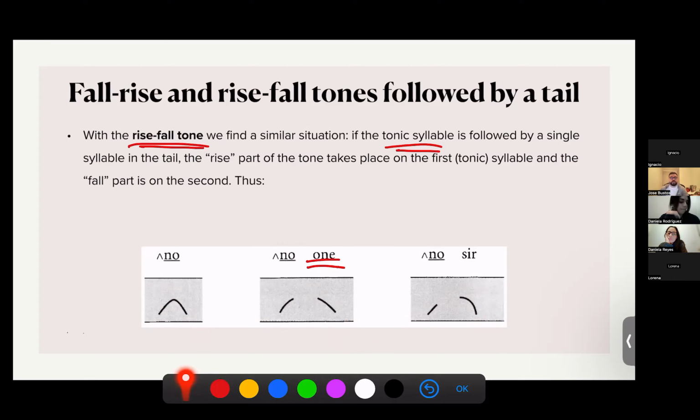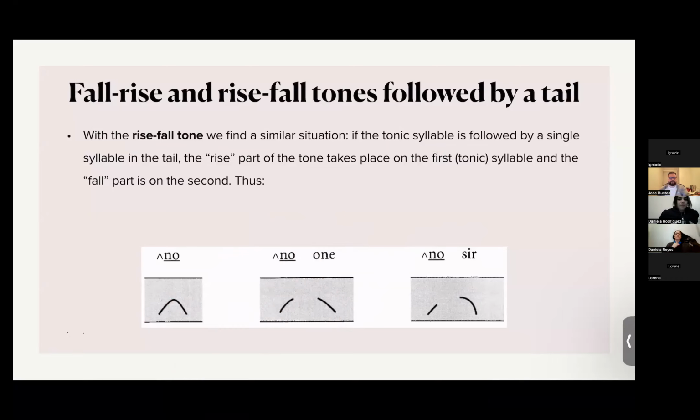Yes, because when it's just one tonic syllable, it sounds like rise-fall, "no." However, when you have an example like this, with the tonic syllable and another syllable, the first tonic syllable will have the rise tone, and the second syllable will have the fall part. "No one." Same example here. So is that part clear?